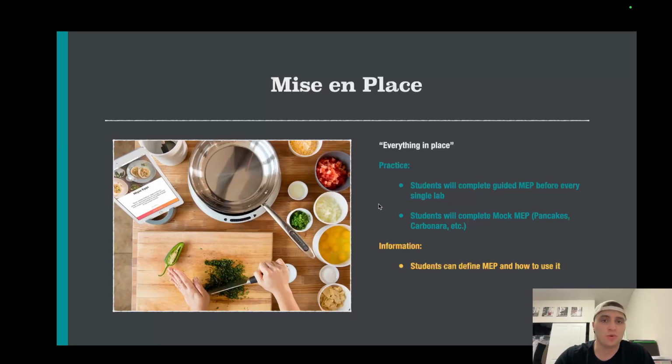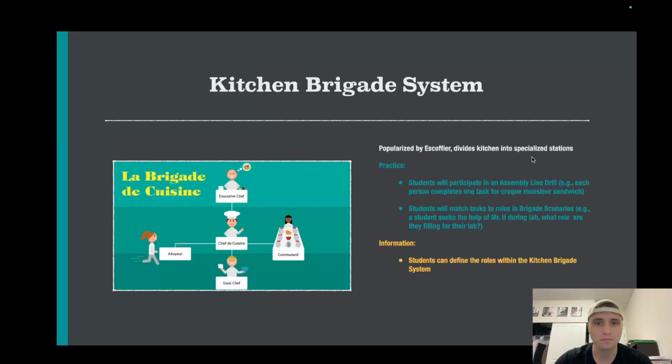The information that's required for my students to be able to do this is they need to be able to define what mise en place is. They need to know how to use it. They need to understand the benefit. They need to know why on earth they're doing it in the first place. So that is the first activity that is going to get us to meeting that goal. We're going to do mise en place for every single lab. So then on those lab days, they're ready to go.